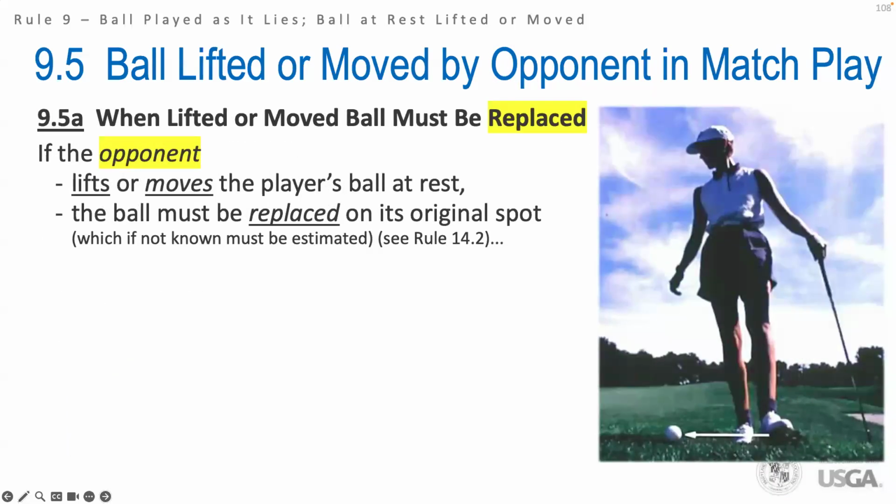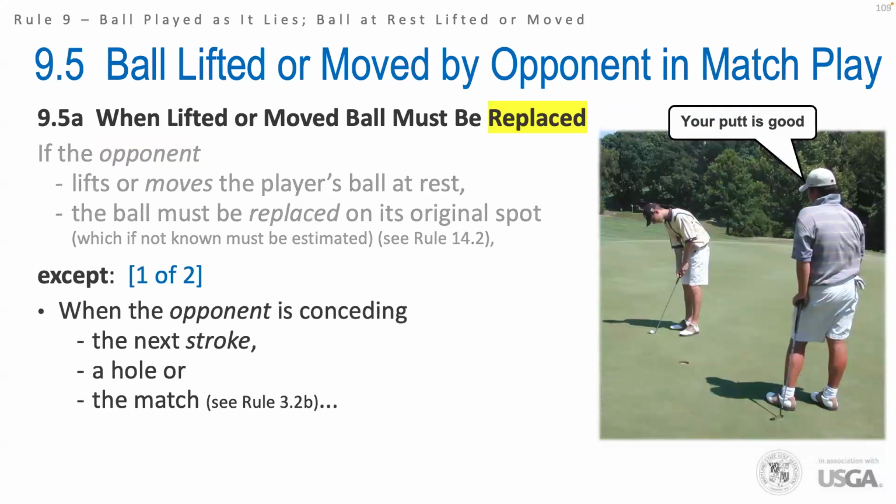So when the lifted or moved ball must be replaced, this is that same question. Are we replacing? Is there a penalty that maybe we saw in that previous 9.4? So if the opponent lifts or moves the player's ball at rest, the ball must be replaced on its original spot. If we do not know exactly, we are going to estimate.